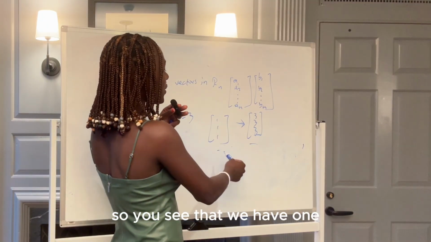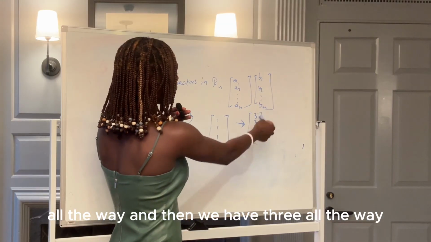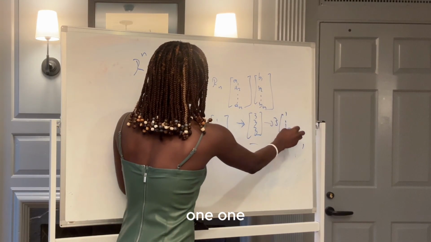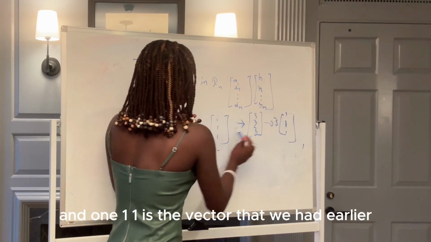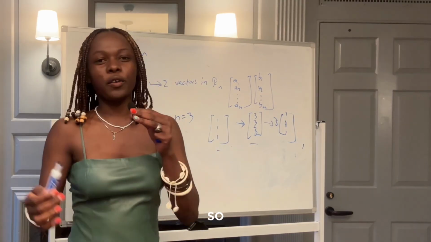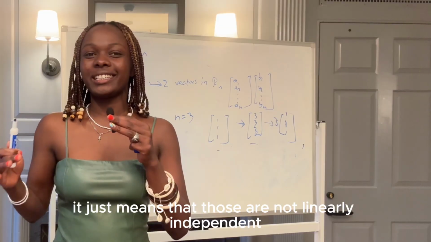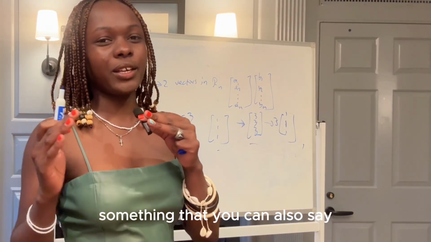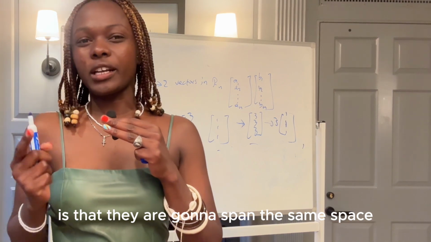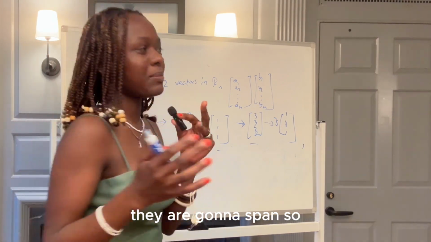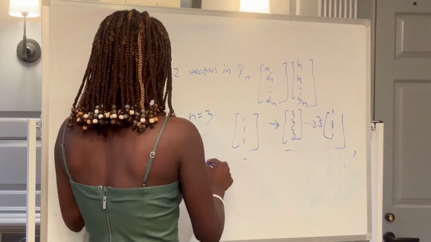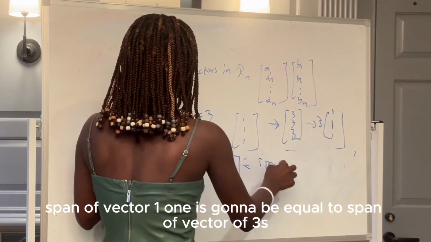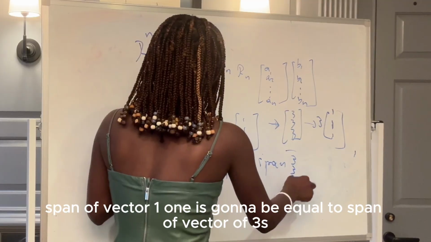So we see that we have 1 all the way and then we have 3 all the way, which means you could just write this as 3 times 1, 1, 1. And 1, 1, 1 is the vector that we had earlier. So it just means that those are not linearly independent. And because these vectors are not linearly independent, something that you can also say is that they are going to span the same space. So the span of 1, 1, 1 is going to be equal to the span of 3, 3, 3.